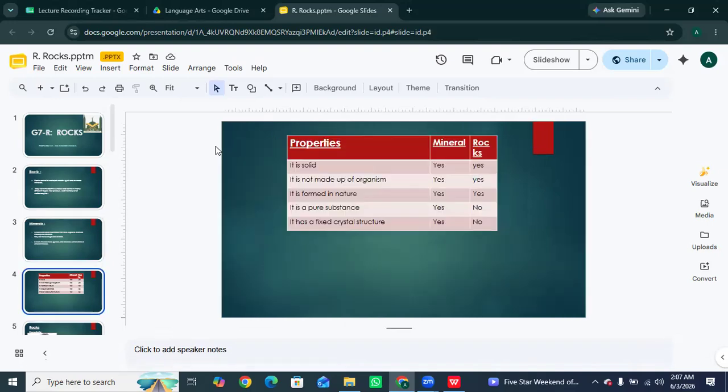Okay, here are the properties and comparison table. Minerals and rocks: it is solid. Yes, both are solid. It is not made up of organisms. Yes, both are not. It is formed in nature. Yes, both are formed in nature. It is a pure substance. Yes, a mineral is a pure substance, whereas rocks are not. It has a fixed crystal structure. Yes, minerals have a fixed crystal structure, but rocks do not.